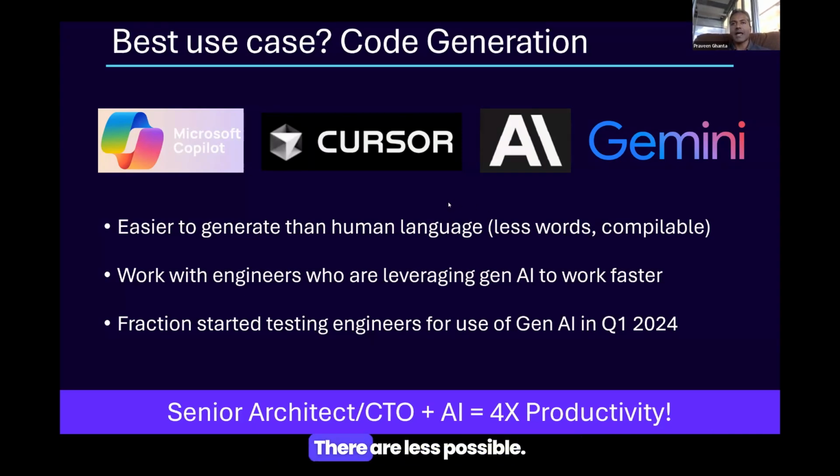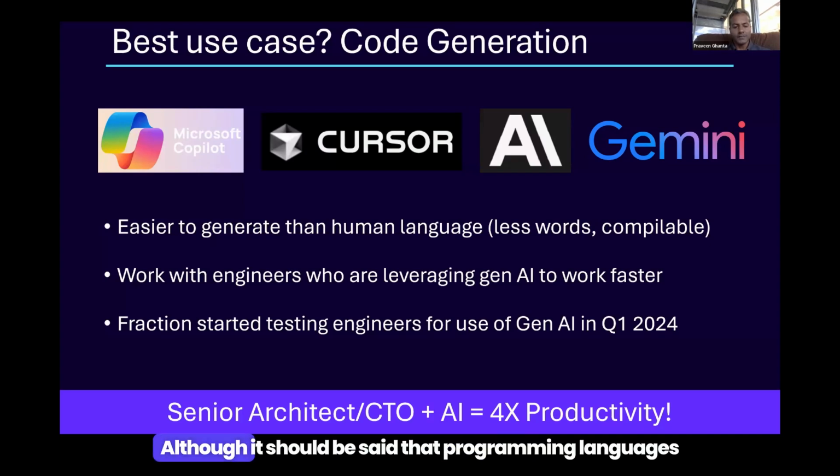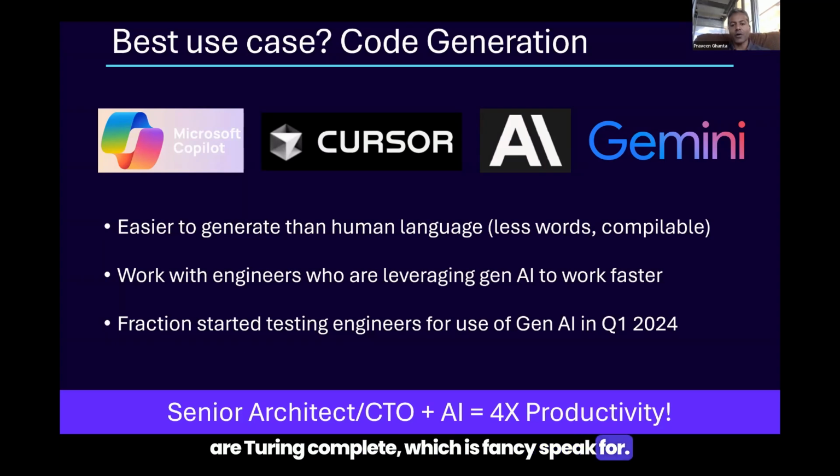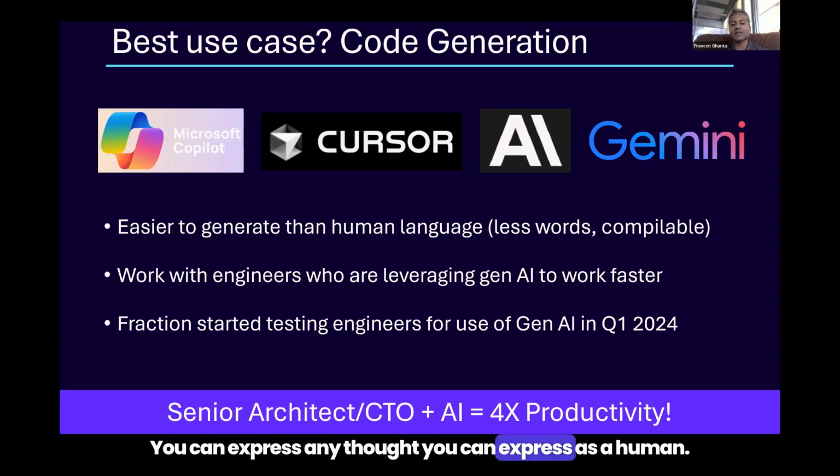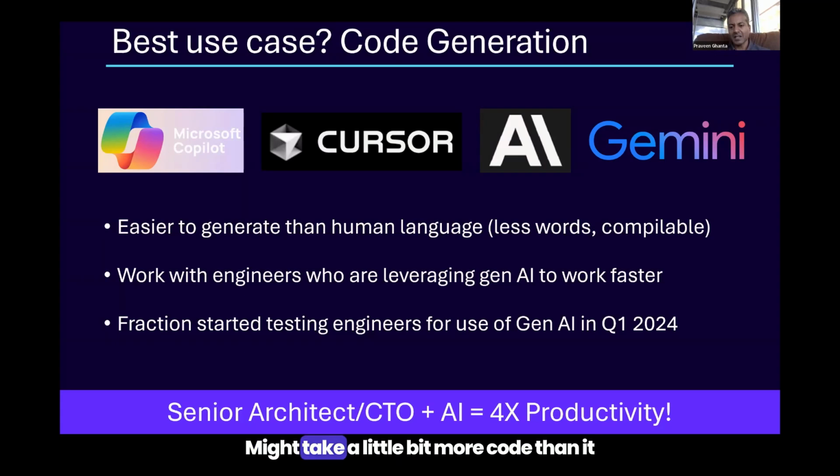There are some simple reasons why. One is there are simply fewer words. It should be said that programming languages are Turing complete, which is fancy speak for you can express any thought you can express as a human, you can also express in code. It might take a little bit more code than it would take English words, because you have fewer words that you can use, but you can get there. Because code has to follow certain strict rules, a lot more rules than when we're just writing free-form language, and you've got this thing called a compiler. The code has to follow those rules or it simply won't function. So there are those guardrails that the model can work within.